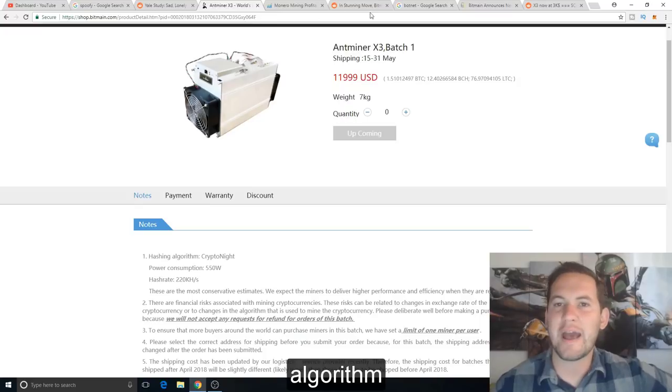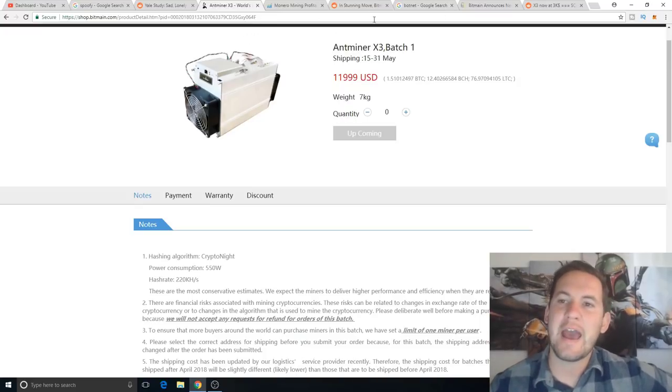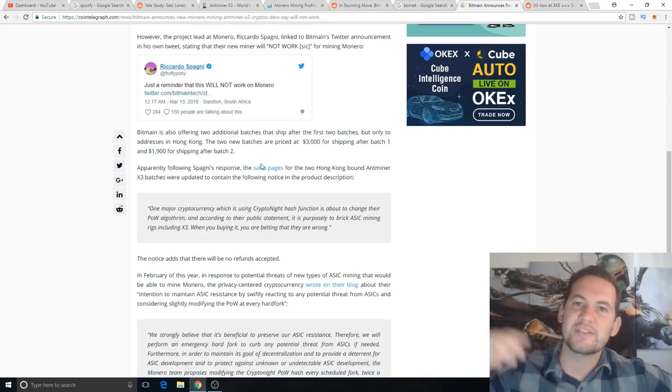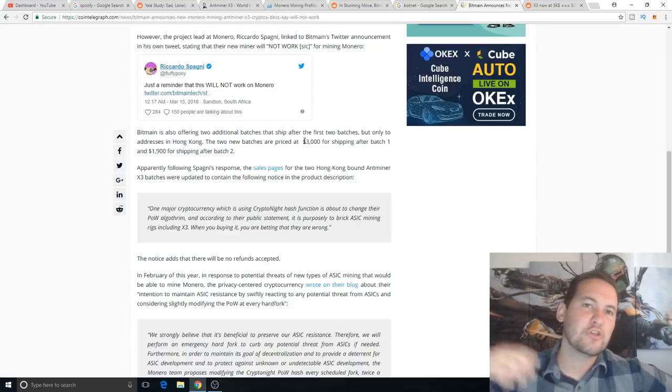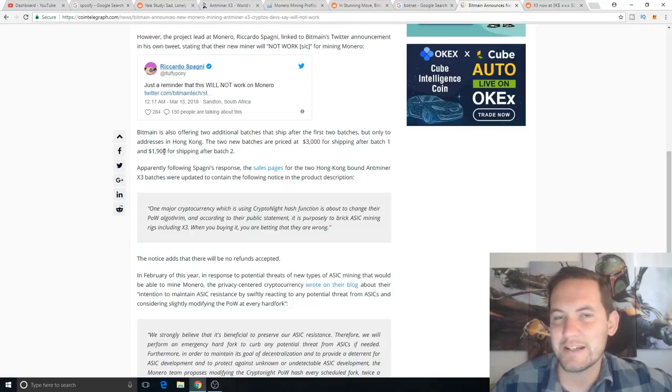And so Bitmain has decided to lower the price on the second batches. So the first batch cost 12 grand, and then the second batch, which is going to launch in May, is going to cost you only 3 grand, and then the third batch, which I believe launches in July, is only going to cost you $1,900.